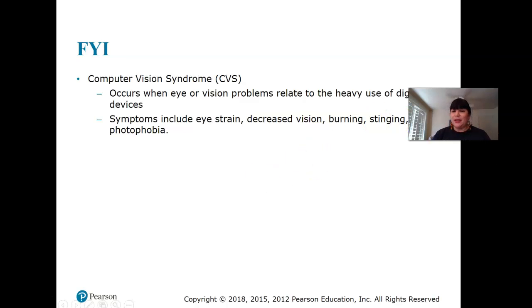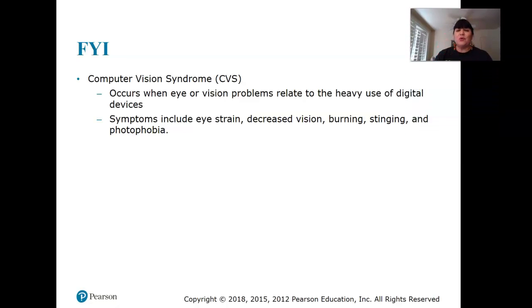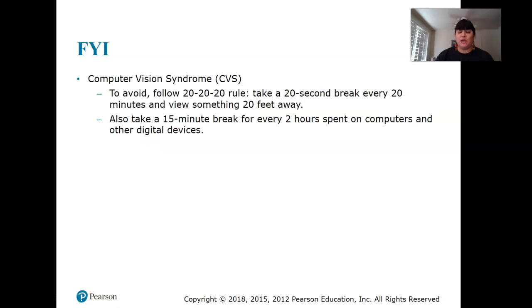Computer vision syndrome. Did you know, using computers, using phones and so on, it says when eye or vision problems relate to heavy use of digital devices, it can happen because it causes eye strain, decreased vision, burning, stinging, photophobia. So what can we do about it? Do the 20-20-20 rule: a 20-second break every 20 minutes, view something 20 feet away. So kind of giving your eyes that break.